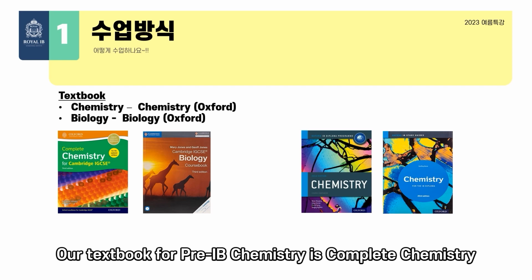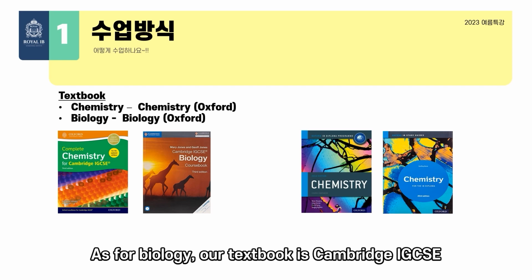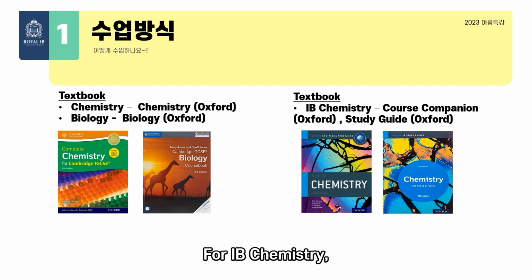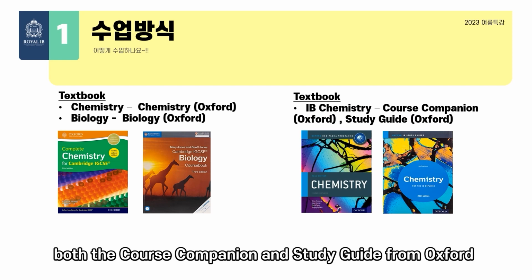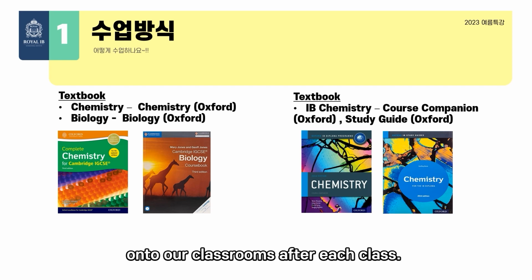Our textbook for PreIB chemistry is Complete Chemistry for Cambridge IGCSE. As for biology, our textbook is Cambridge IGCSE Biology Coursebook. With respect to IB chemistry, both the course companion and study guide from Oxford Press will be uploaded onto our classrooms. In addition to your textbooks, class notes will be uploaded onto our classrooms after each class.